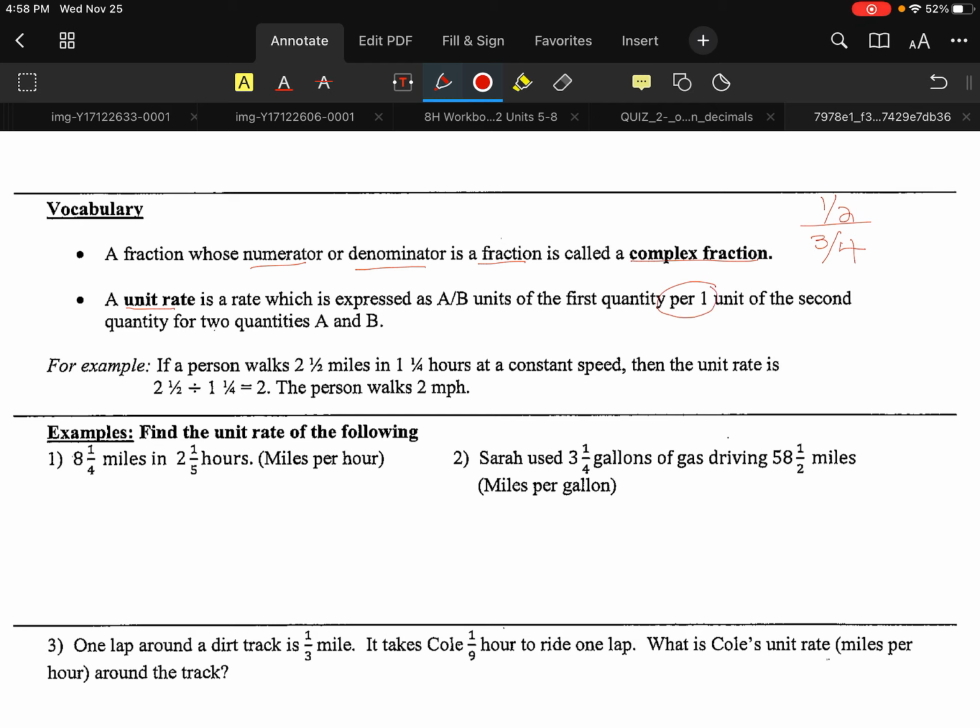And again, it seems like a complicated definition, but we talked about how unit rate means that you have to divide and figure out how much it is per 1.